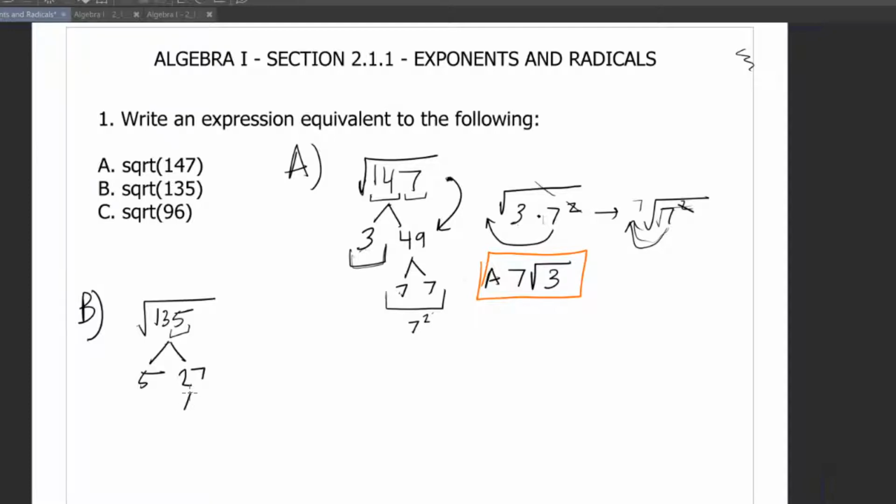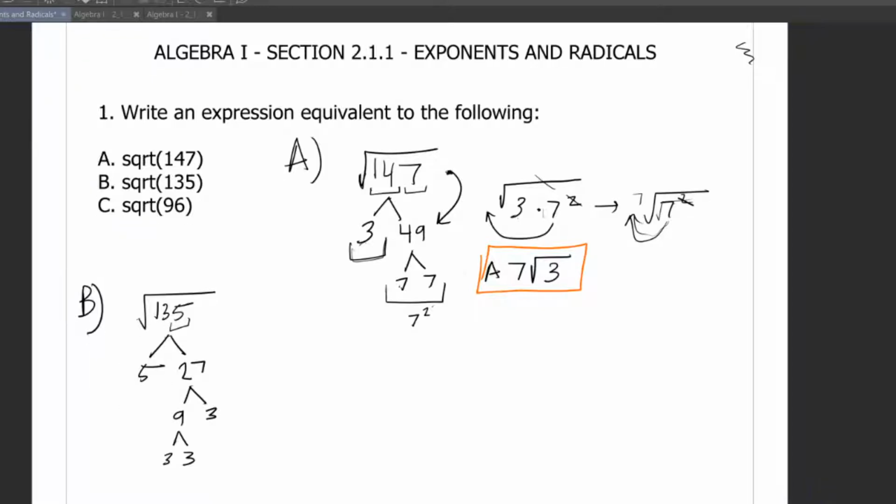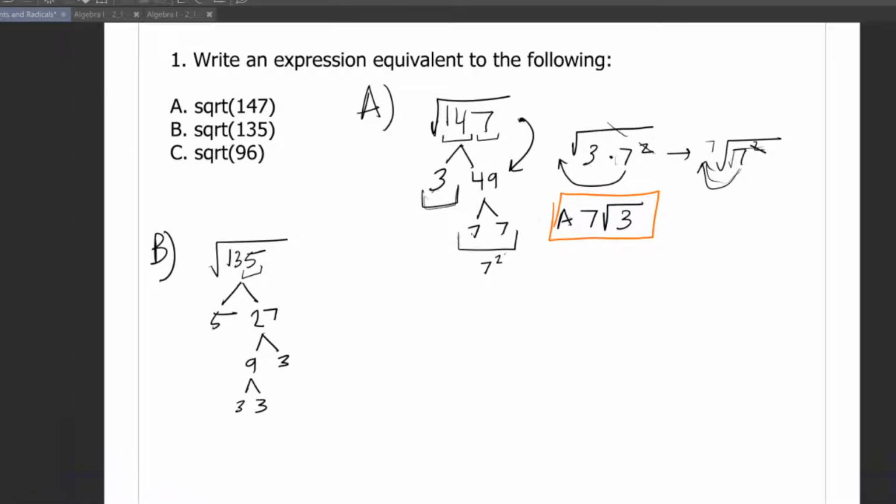So we have 5 and we have 27 here. So what can we divide 27 into? We could divide that into a 9 and a 3. This 9 can also be a 3 and a 3, right? Okay, so now that we have that, we have this whole tree, and let me scroll down a little bit. We have 3 squared here. We have a 3. And we have a times 5 here.